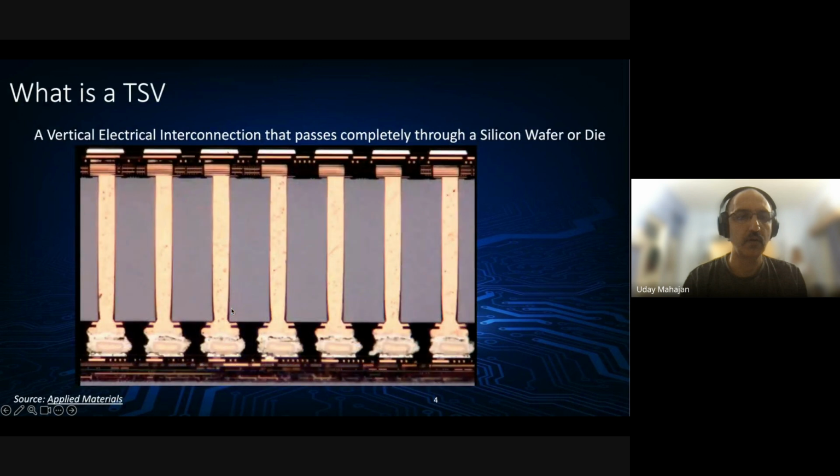So first of all, for those of us who might not be familiar with what a TSV is, a TSV essentially, as defined by Wikipedia, is a vertical electrical connection that passes completely through a silicon wafer or die, a through silicon via. What you see in this picture is two die that are stacked face to back and connected through these TSVs.